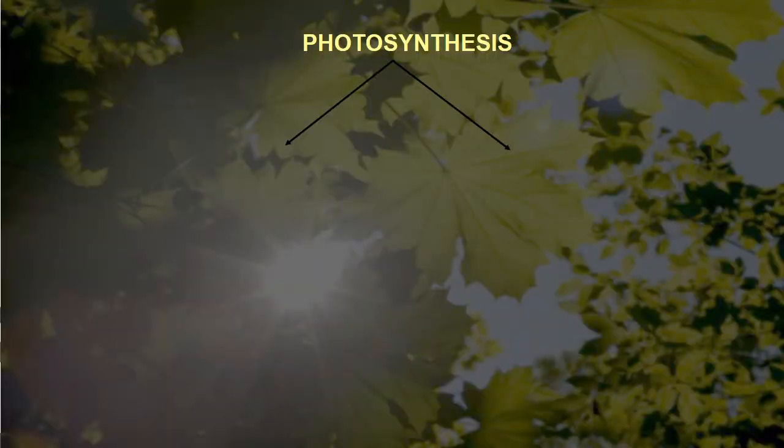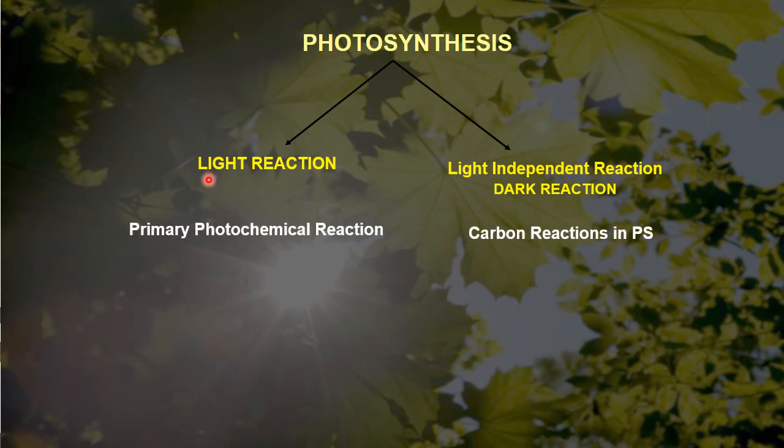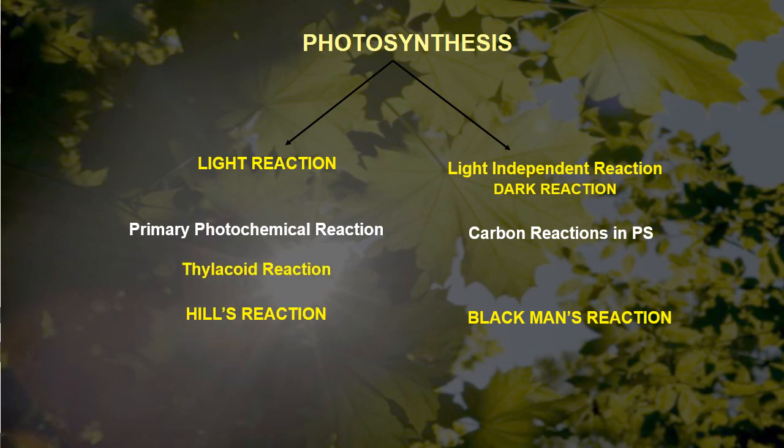Next, photosynthesis is divided into two processes. First, light reaction, and next, light independent reaction, which is called dark reaction. Light reaction is also called primary photochemical reaction, and dark reaction is also called carbon reaction. Light reaction was given by Hill, hence the name Hill reaction, and dark reaction was given by Blackman, hence the name Blackman's reaction. Light reaction takes place in thylakoid or grana, so it is also called thylakoid reaction, and dark reaction takes place in the stroma of the chloroplast, hence the name stroma reaction.